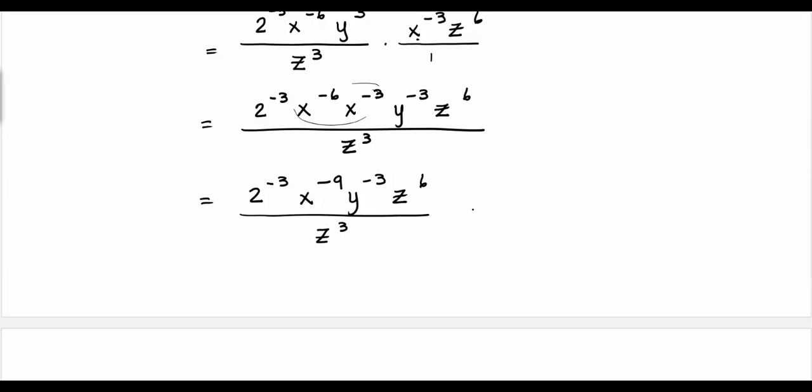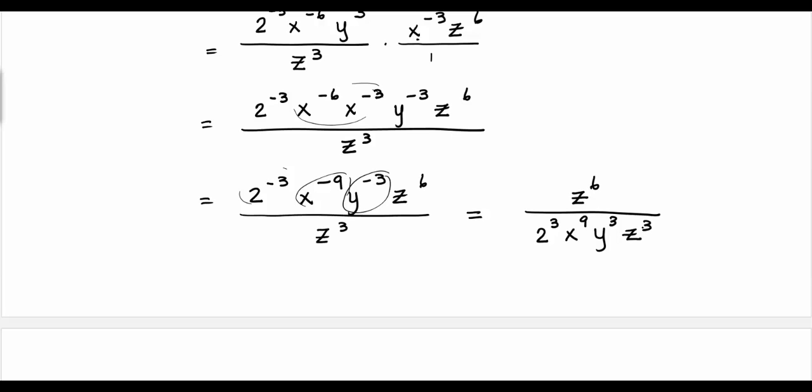And now let's start marching across to keep our exponents positive, right? So let's see. I had a 2 to the negative 3, so that goes down here and becomes 2 to the positive 3. I have an x to the negative 9, so that goes down, becomes x to the positive 9. I have y to the negative 3, so that goes down, becomes y to the positive 3. And then my z to the 6 stays up, and I have a z to the positive 3 down here, right?